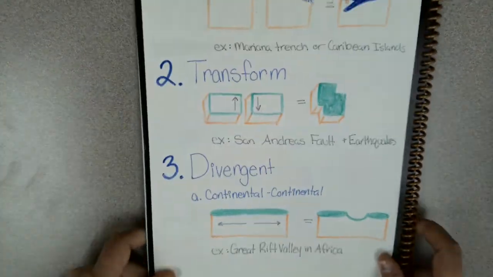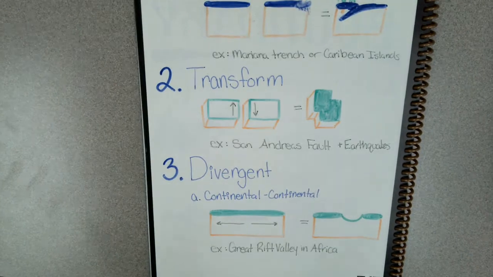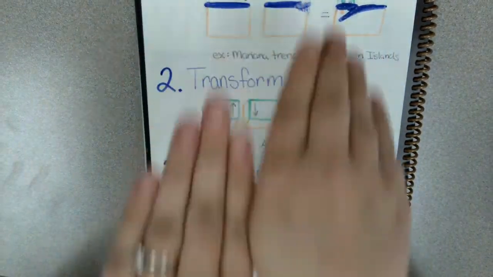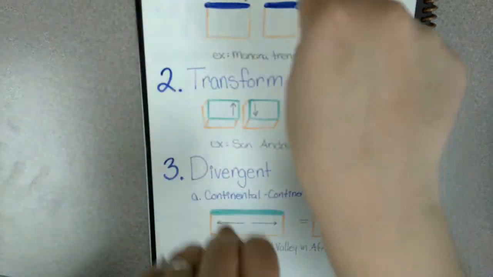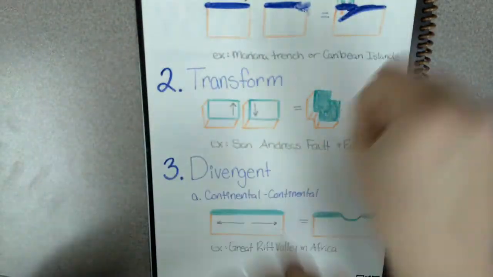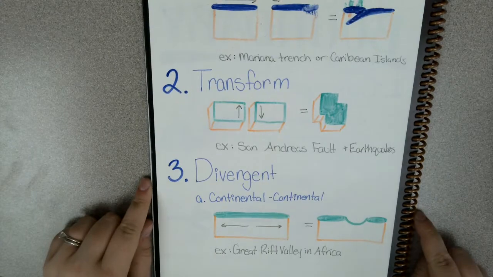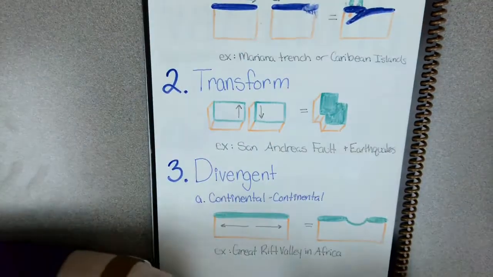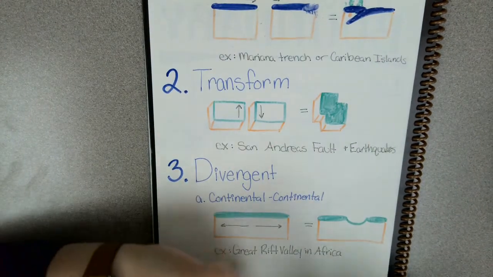Okay, so now a completely different form of plate boundaries is transform boundaries. Transform boundaries are boundaries that slide against one another. They're rubbing against one another. So they're going in opposite directions, and they're sliding past one another.